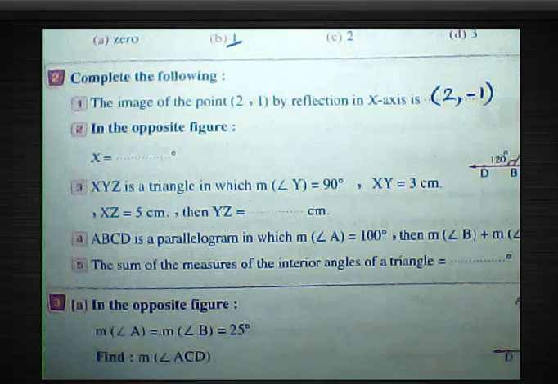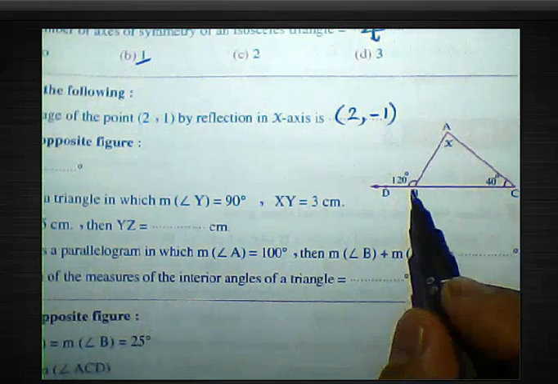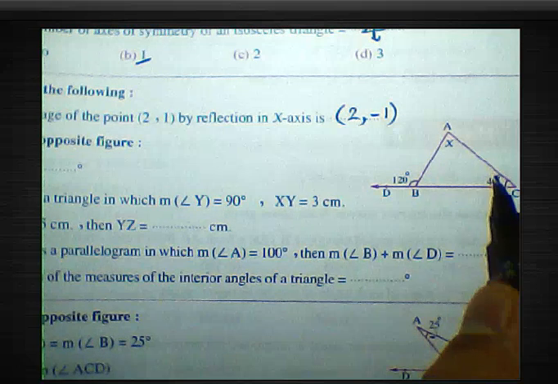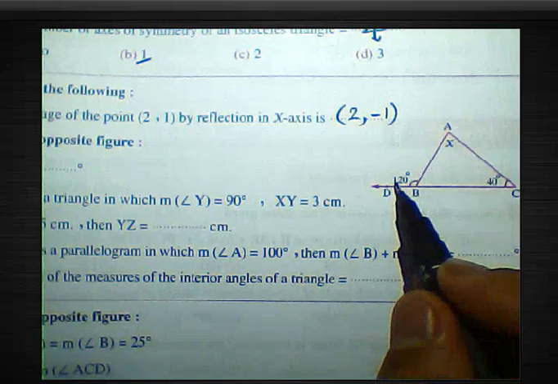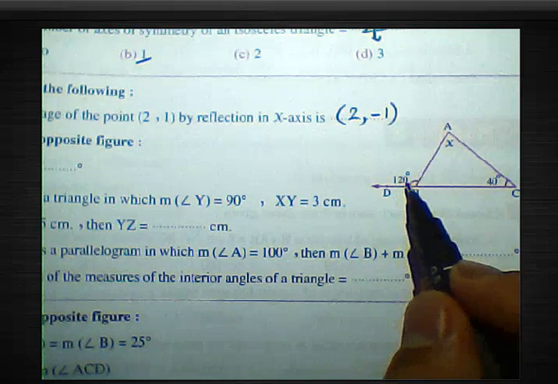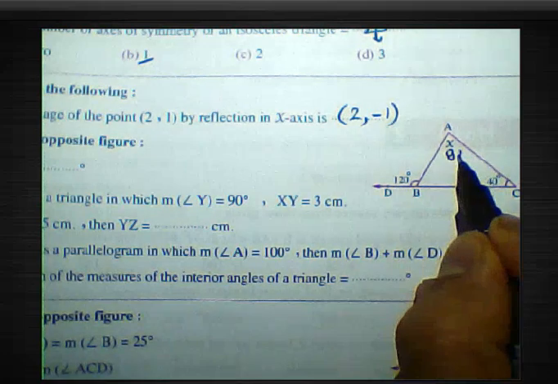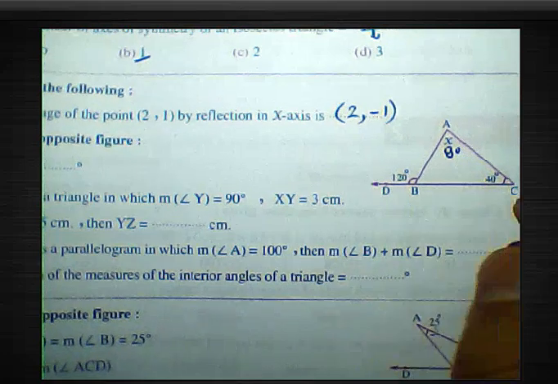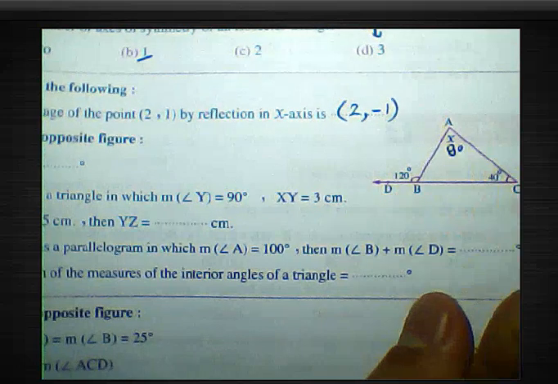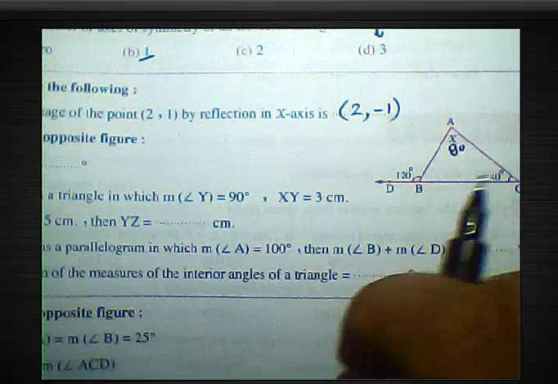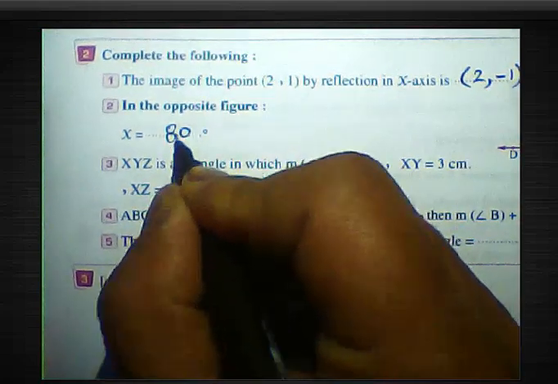In the opposite figure, x equals space degree. We have an exterior angle. Exterior angle equals the sum of the interior angles. Here are two angles, x and 40. 40 plus what equal 120. We can find the result by the difference between them. It will be 80 degrees. The measure of the exterior angle equals the sum of the two interior angles opposite to it. So x will be 80 degrees.